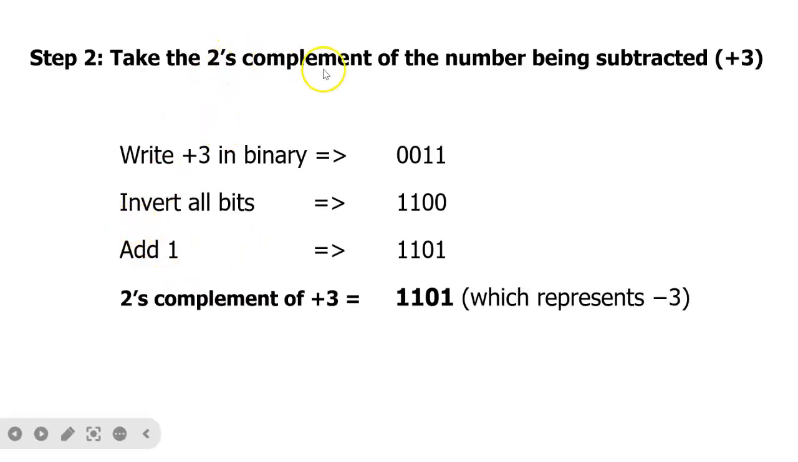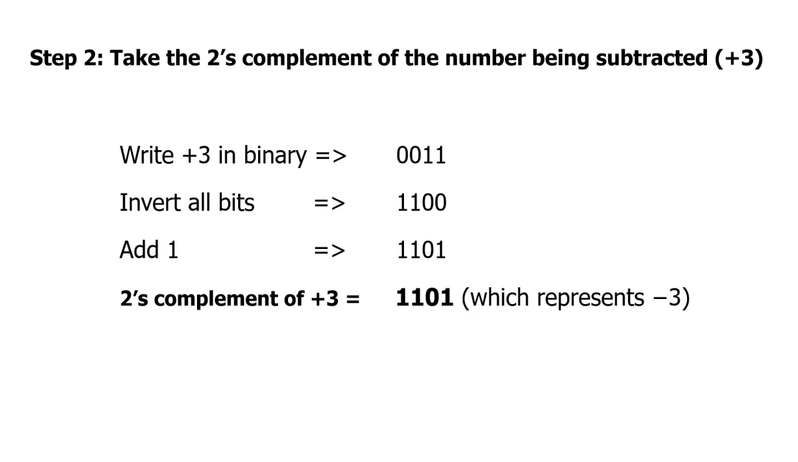Step 2 is we have to take the 2's complement of the number that is being subtracted. Here the number we are going to subtract is 3. So let us write the plus 3 in binary form, which is 0011. This is the signed number representation of plus 3. Now this is the 1's complement form, where we are inverting each and every bit. 0 is inverted as 1, 0 is inverted as 1, this 1 is inverted as 0, and this 1 is inverted as 0. This is the 1's complement representation.